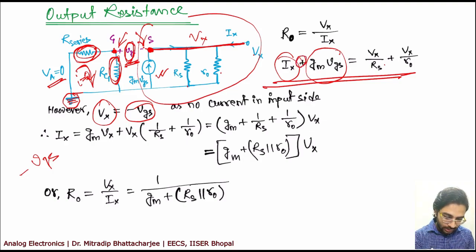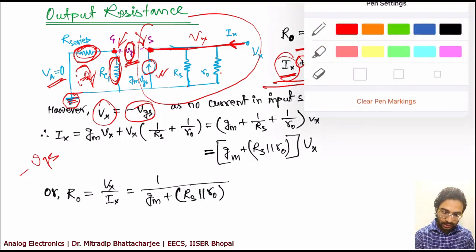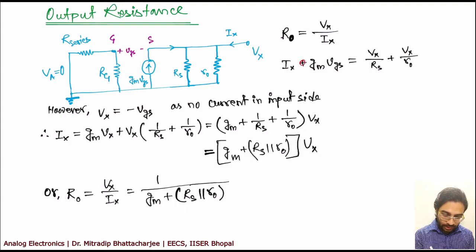In this case this term should be negative, right? This should be negative because the current going from this side and the current I have considered in this case are opposite to each other. So if Ix is positive, your Gm VGS should be negative. So there is a small correction. Okay, so consider this thing to be negative. So in this case your Ix will be Gm VGS plus this term.